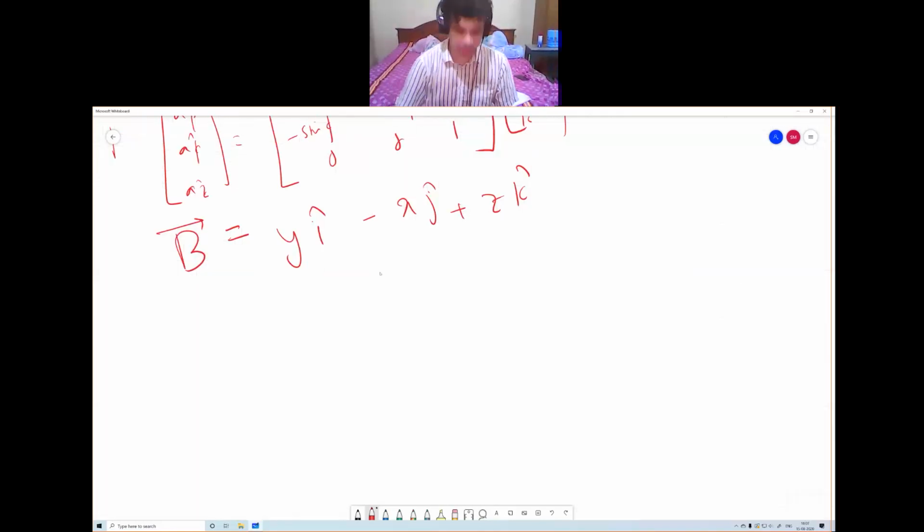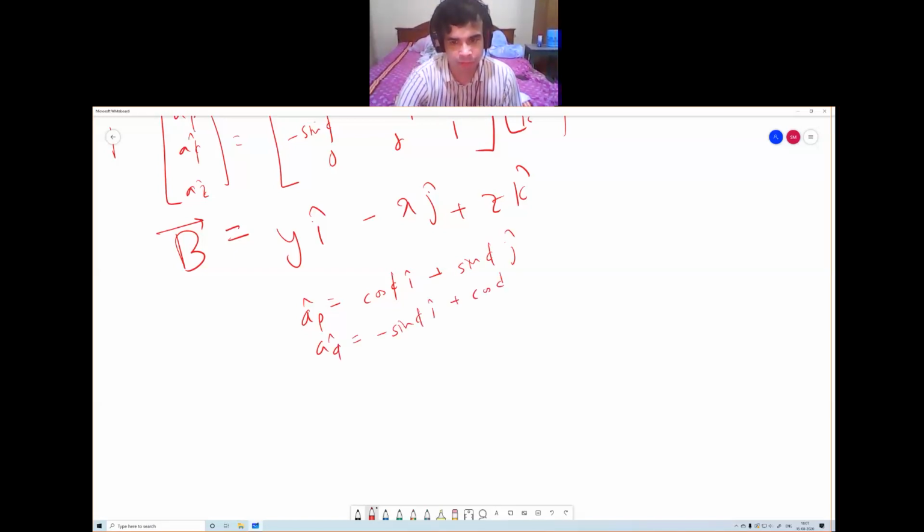I have a vector b which is this. How do we convert it into spherical coordinates? As a hint, a rho equals cos phi i plus sin phi j, a phi equals minus sin phi i plus cos phi j, what we just derived, and az is equal to k.